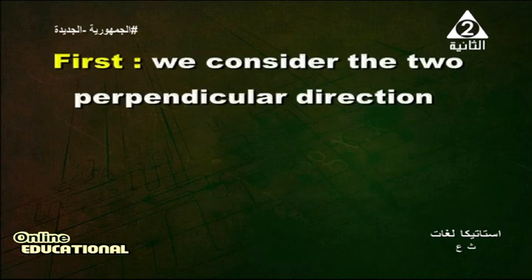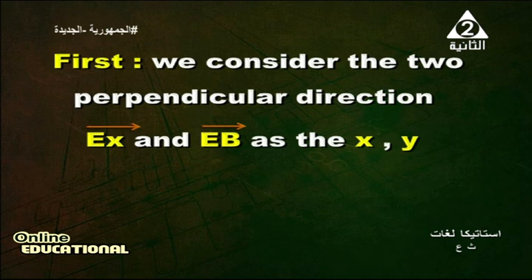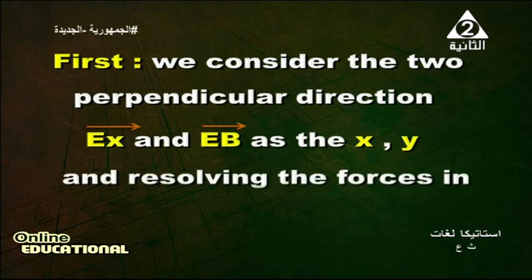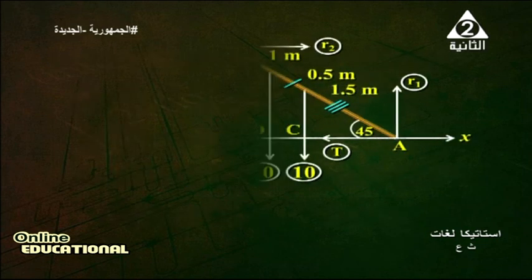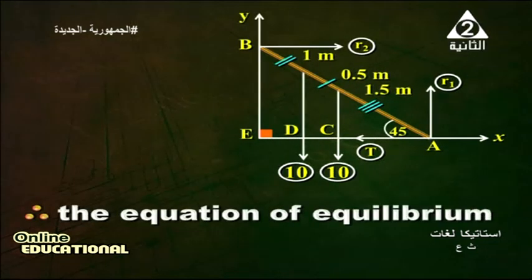We consider the two perpendicular directions x and y and resolve the forces in the directions x and y, where, look at my dear student, the equation of equilibrium. We have in the opposite figure AB is a ladder, its weight 10 kilogram weight. Look at, my dear student, R1 represents the reaction of the smooth horizontal ground, perpendicular to the x-axis. Also R2 is perpendicular to the smooth wall.